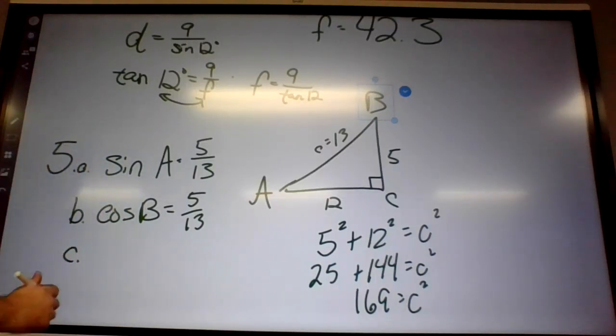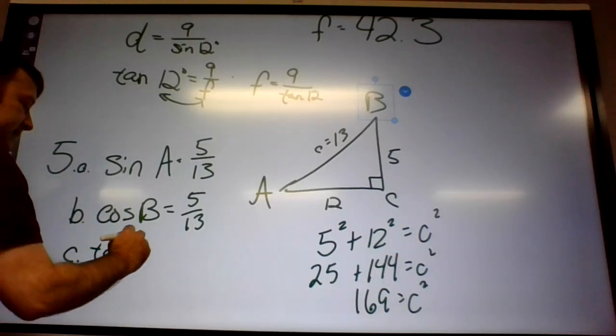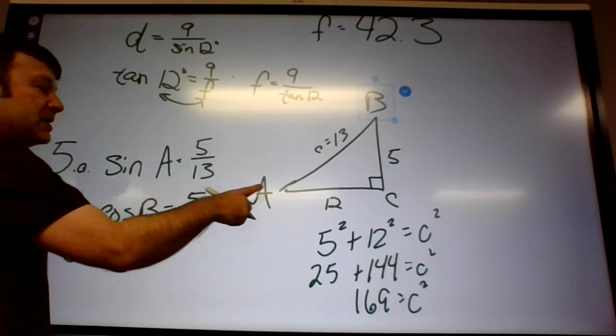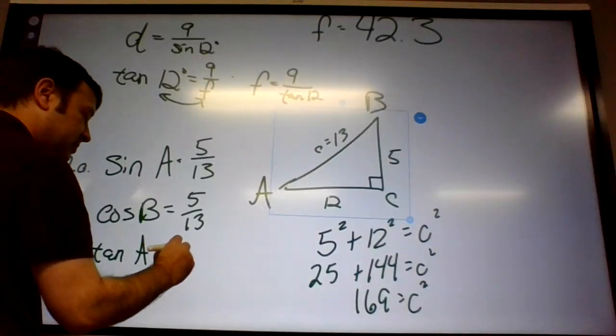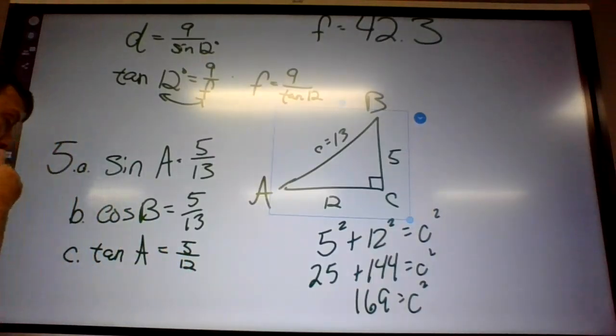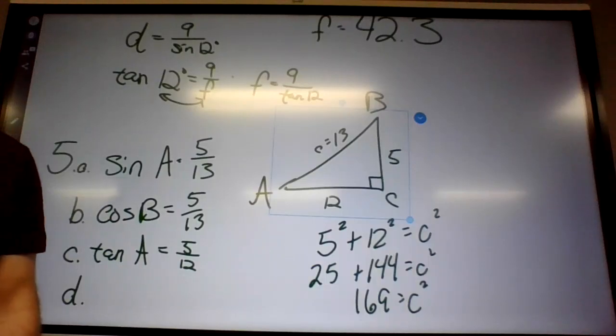Tangent of A. What's tangent supposed to tell us? Yep. So opposite is 5, adjacent is 12. Okay, I didn't go over these again.